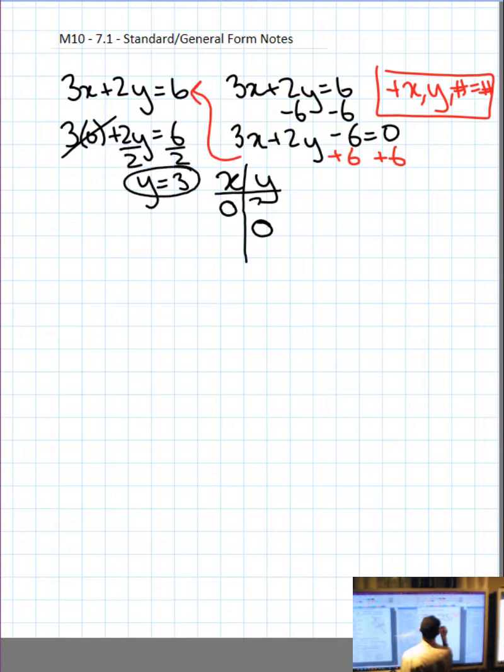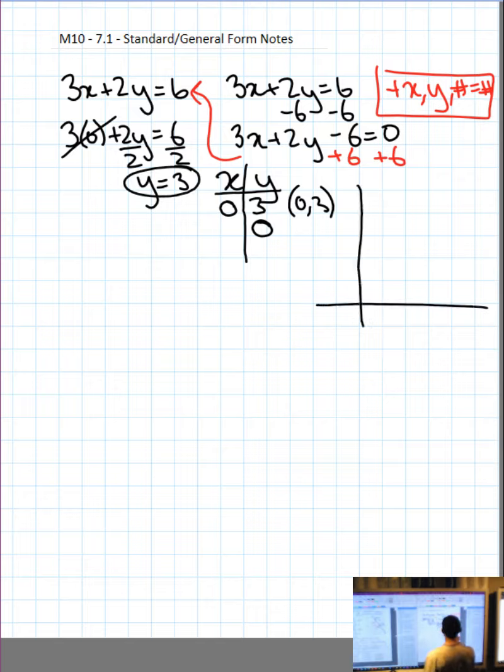Circle your answer, put it in the table, write down the point that you just figured out, and put it on a graph. So let's draw a graph off to the right. We have the point 0, 3. That's a y-intercept of 0, 3, putting 0 in for x to find a y-intercept.